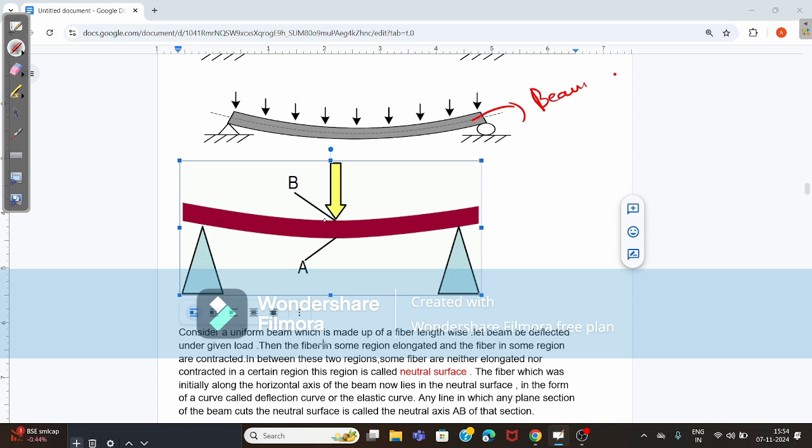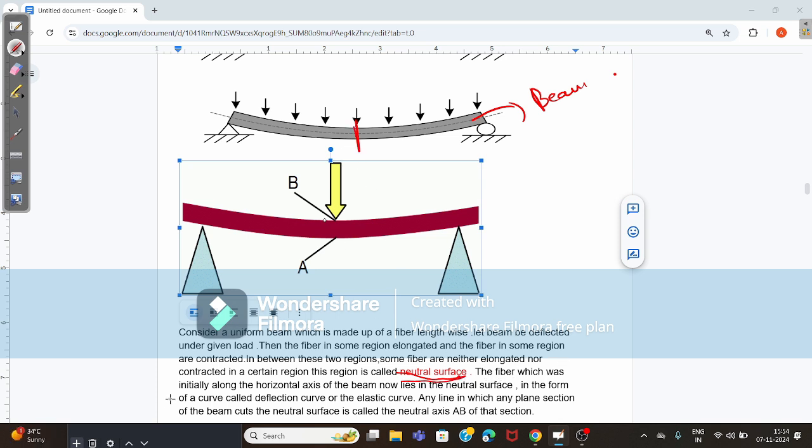Consider a uniform beam which is made up of fibers lengthwise. Let the beam be deflected under a given load. Deflected means it has been bent. Then the fibers in some regions elongate and fibers in some regions are contracted. In between these two regions, some fibers are neither elongated nor contracted. This region is called the neutral surface.